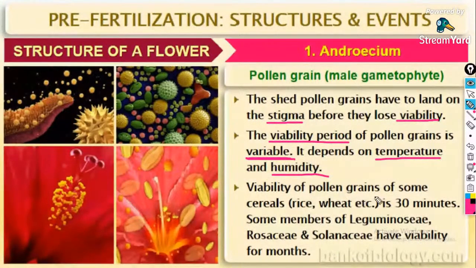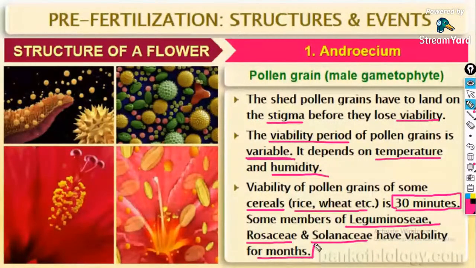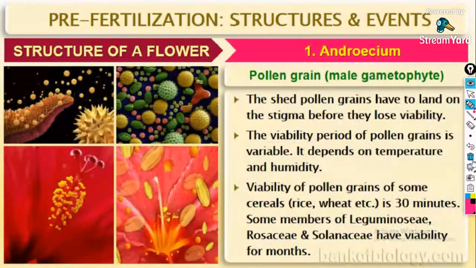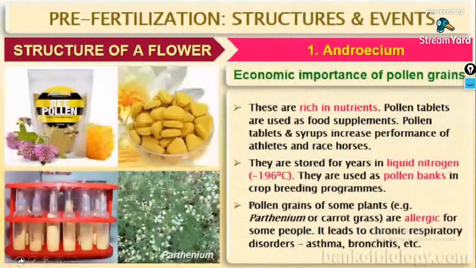Viability of pollen grains of some cereals such as rice, wheat, etc. is 30 minutes. Whereas certain members of Leguminosae, Rosaceae, Solanaceae, such as potato, China rose, and legumes have viability for certain months. But rice, cereals, etc. have a lifespan of pollen grains for only 30 minutes, but Leguminosae, Solanaceae and Rosaceae have a lifespan of more than 1 month.